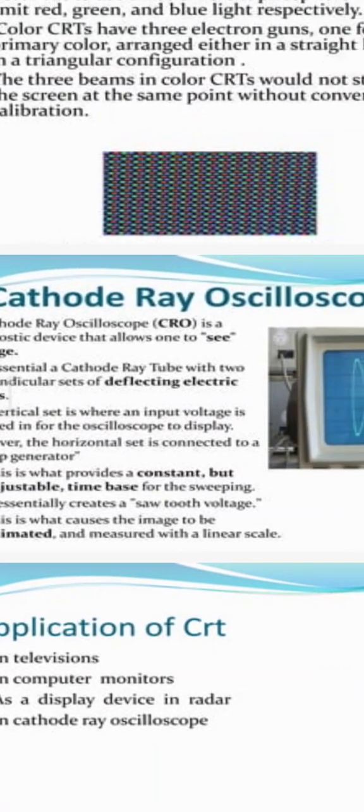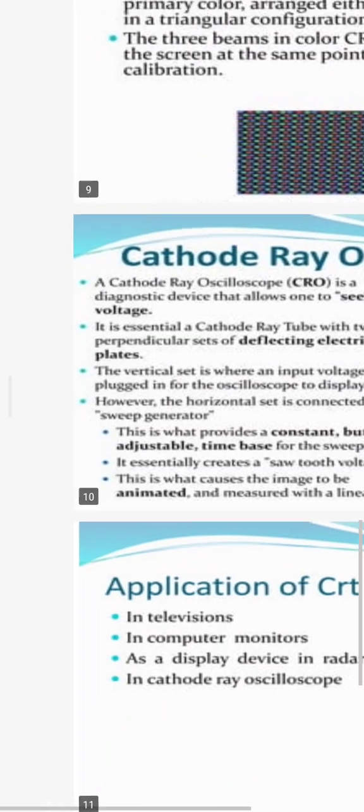Now the cathode ray oscilloscope. The CRO is a diagnostic device that allows one to see voltage. It is essentially a cathode ray tube with two perpendicular sets of deflection plates. The vertical set is where an input voltage is plugged in for the oscilloscope to display. The horizontal set is connected to the sweep generator, which provides a constant but adjustable time base for sweeping. This essentially creates a sawtooth voltage, which causes the image to be animated and measured with a linear scale.